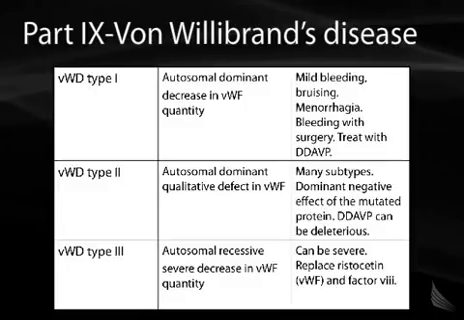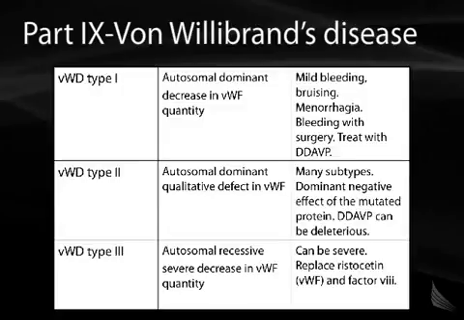If it's type 2, this is another autosomal dominant picture. This is a qualitative defect in von Willebrand's factor. Many different subtypes in type 2. There's a dominant negative effect of the mutated protein that disallows the clot aggregation. DDAVP in this case can be deleterious. Why would that be? Again, because this is a qualitative defect that needs aggregation, that's involved in clot formation. And so if you're adding more von Willebrand's factor or a derivative of von Willebrand's factor, you can actually make it worse. Type 3 is the only one that's autosomal recessive.